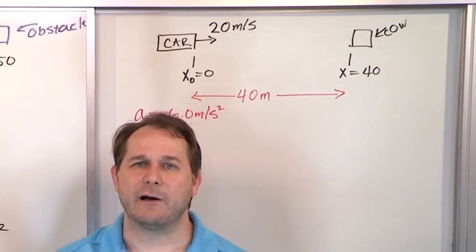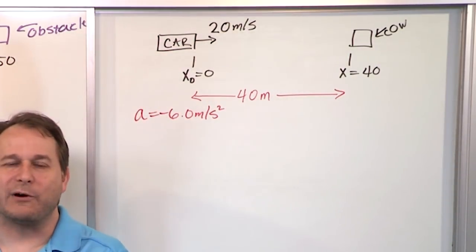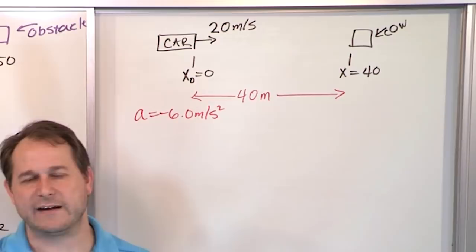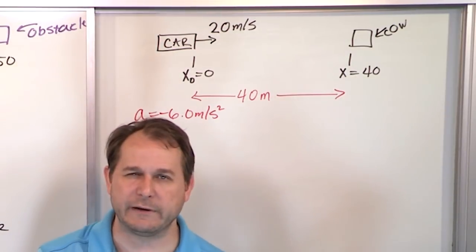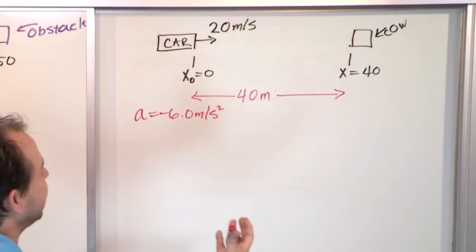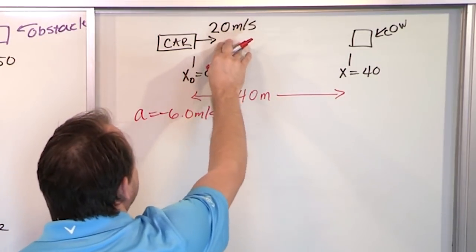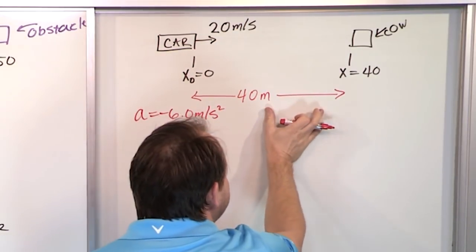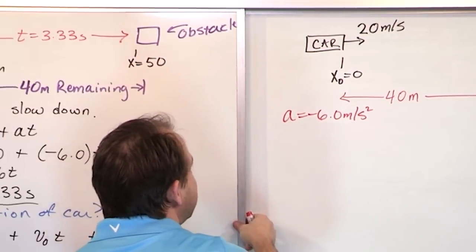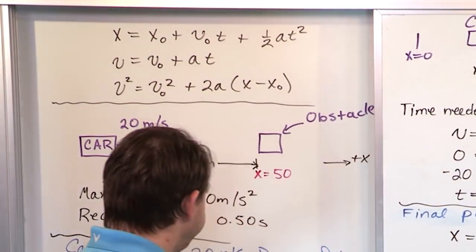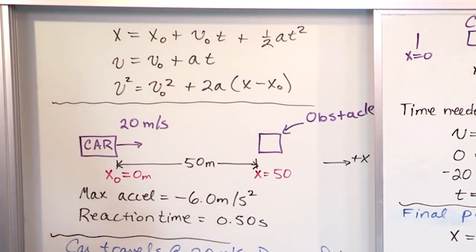It's exactly the same problem. The only thing different is in the original problem we had a reaction time, which means we had a delay, which means now it's really only 40 meters away. So I can redefine it. Now I can say, well, I'm going 20 meters per second, this deceleration, 40 meters, can I avoid or not? And I look back at my equations. I don't have to do anything with reaction time.